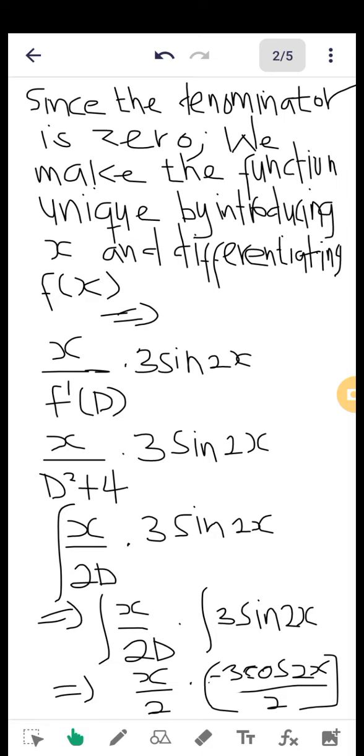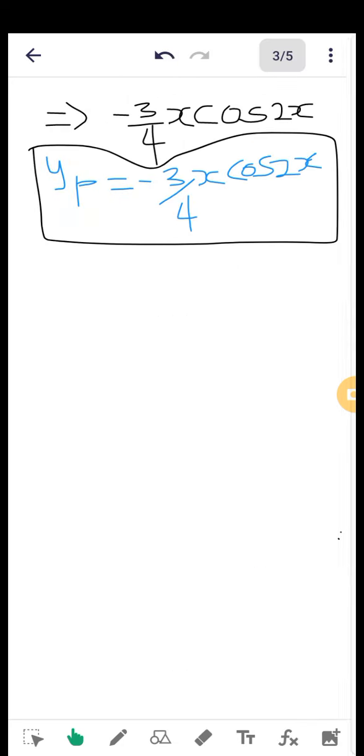That's how we had x over 2 times minus 3 cos 2x all over 2. Then after that, we further simplify it. You are going to get minus 3 over 4 x cos 2x.